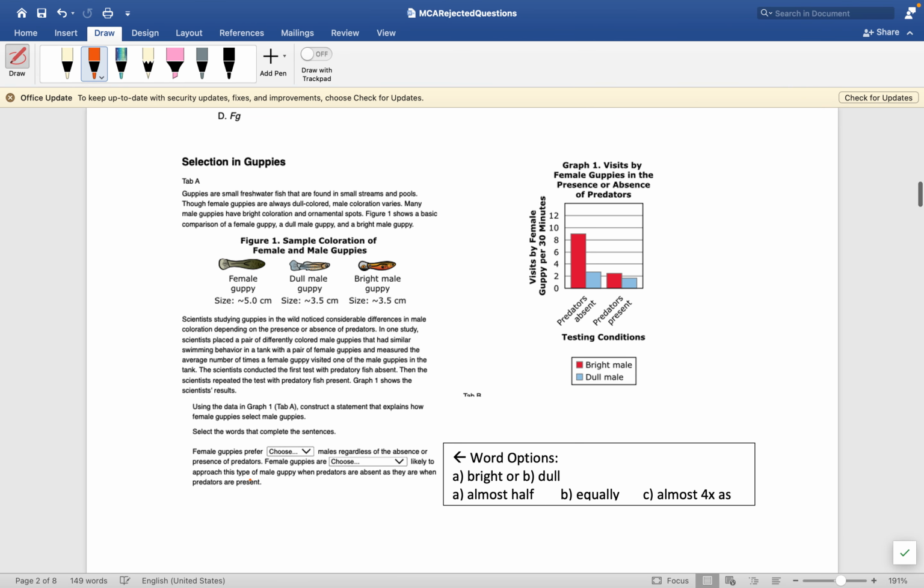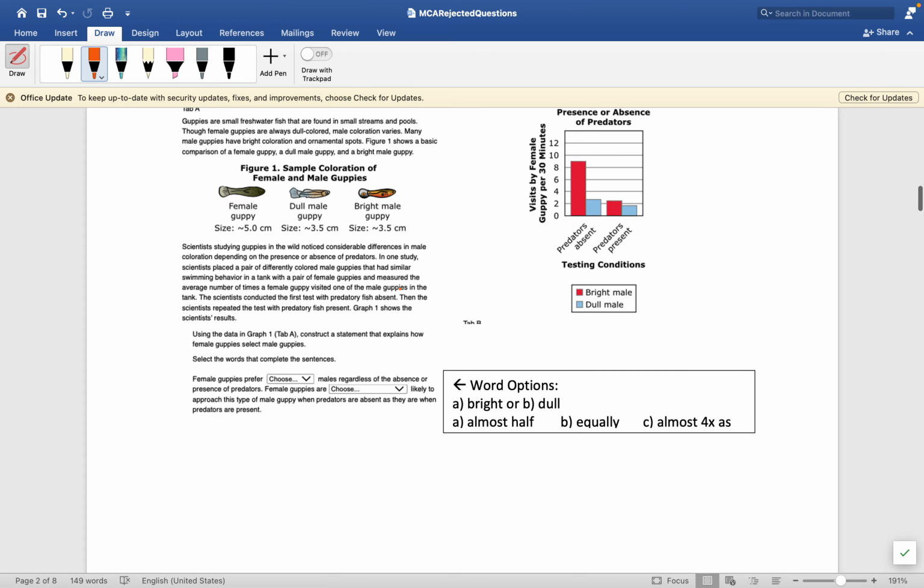Okay, switching gears to guppies. Guppies are small freshwater fish that are found in small streams and pools. Though female guppies are always dull-colored, male coloration varies. Many male guppies have bright coloration and ornamental spots. Figure 1 shows a basic comparison of a female guppy, a dull male guppy, and a bright male guppy. So there's my female, and then my 2 males, one's dull, one's bright.